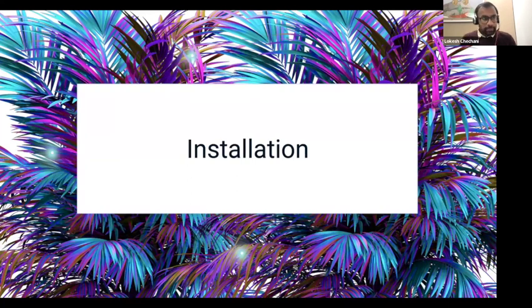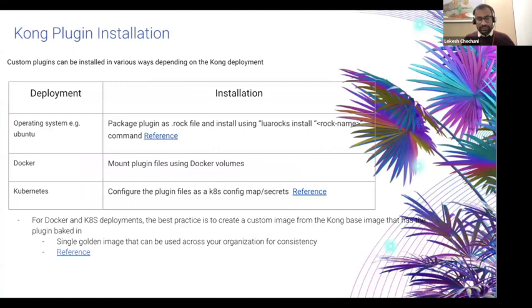Right. So once we develop the plugin, build the plugin, and test with Pongo, and we are satisfied that the plugin does what it does, the next thing is to know how we install the plugin. If you remember, I said the custom plugin sits in exactly the same place where the existing Kong plugins sit. That means the installation of this custom plugin goes hand in hand with how we are deploying Kong.